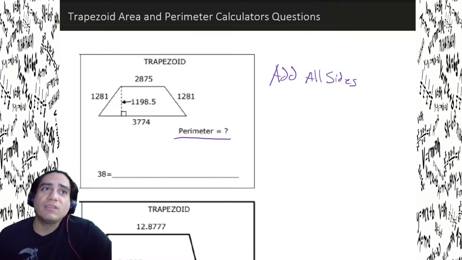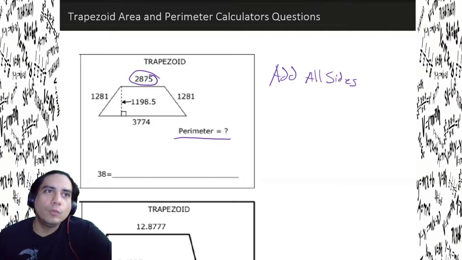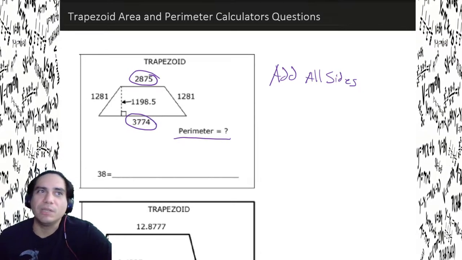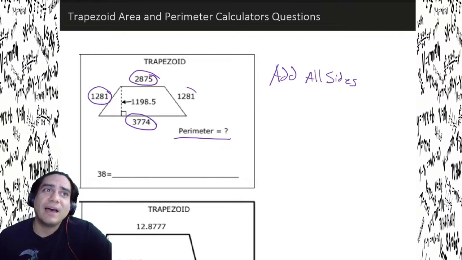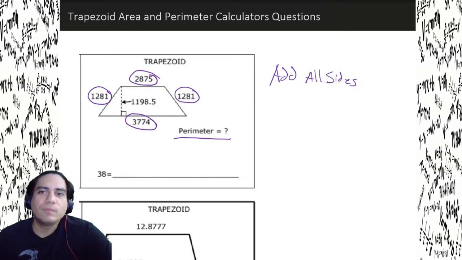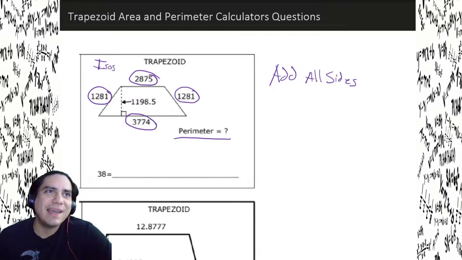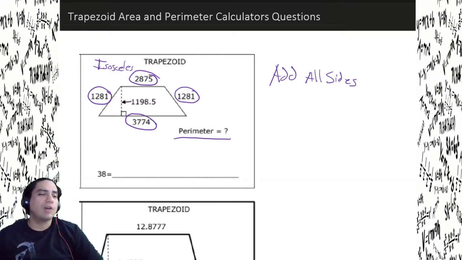So what we're going to have to do is get one of our bases, add it with the other base. Notice how I'm using the terminology, the first base and the second base here, because there's two different bases in this problem. We're going to add it with that side and with that side. I hope you notice that these sides are the same, that 1281, so that really makes this an isosceles trapezoid, because the sides are the same.